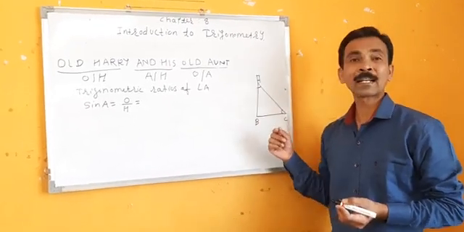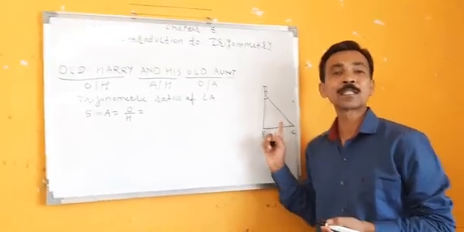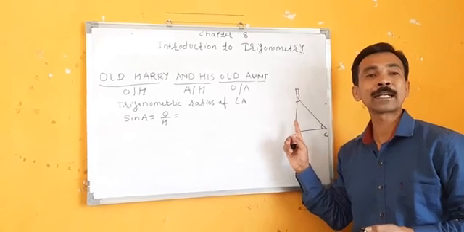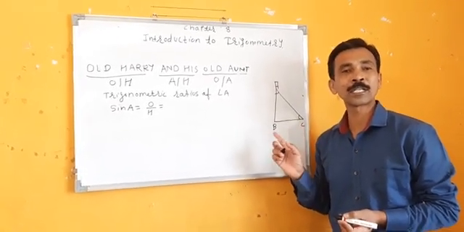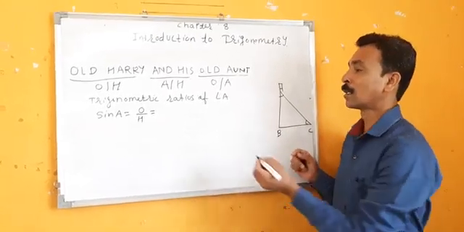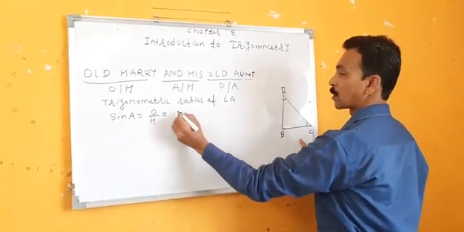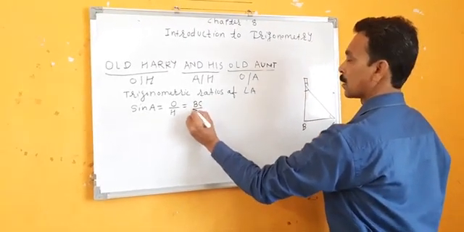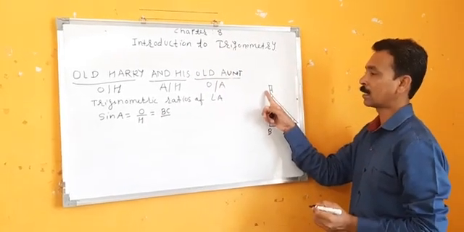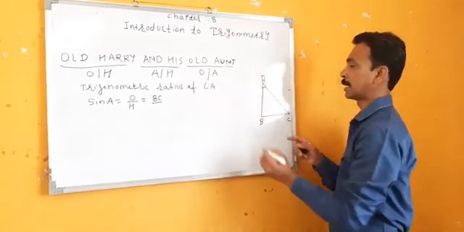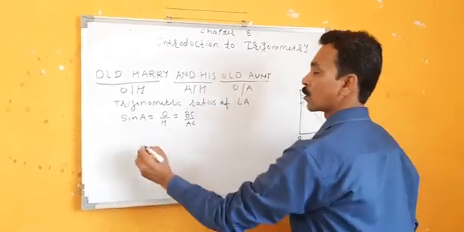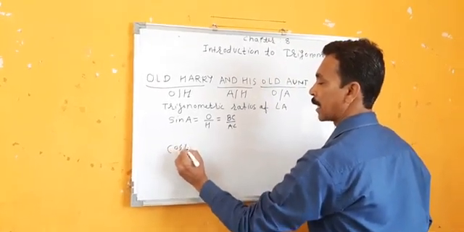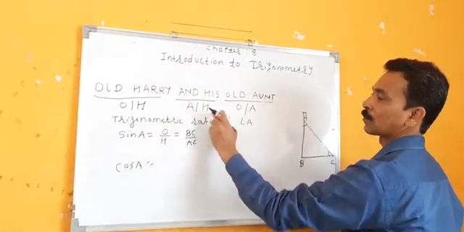I have said this before also. If the reference angle changes, the opposite side and the adjacent side change. Hypotenuse remains as it is. It does not change in any case. Opposite upon hypotenuse. What is the opposite side? BC upon, right? Hypotenuse is AC. What is the second trigonometric ratio? Cos. Cos A. Cos means what?